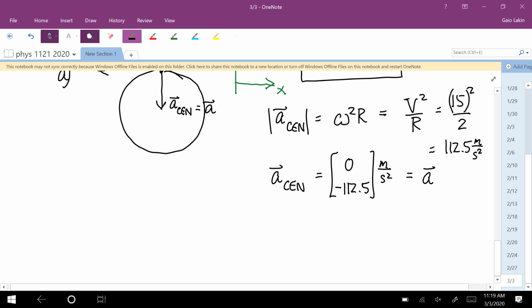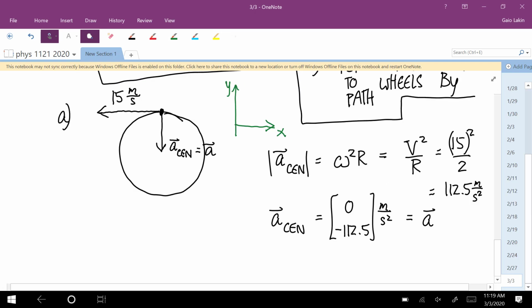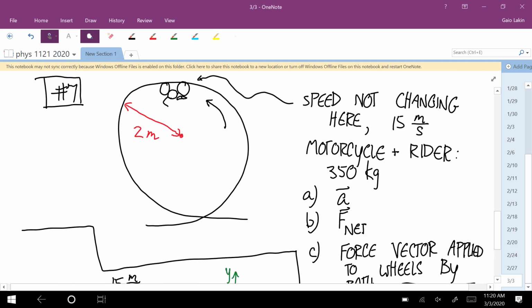If that isn't realistic, I mean, there's two things. That's a really big speed, over 30 miles an hour going over the top of a thing that only has a radius of 2 meters. So probably the radius is a little too small. The speed is a little too big to be realistic. And by the way, this thing is going to be going faster when it gets to the bottom. So the acceleration at the bottom is going to be even bigger.